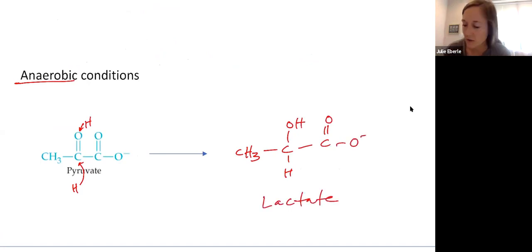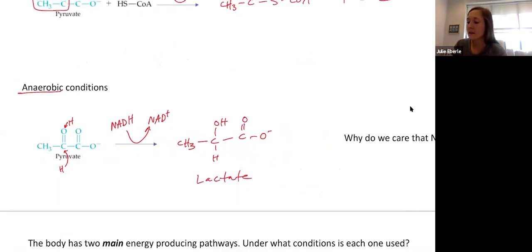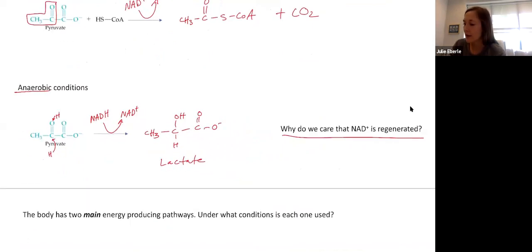And guess where those hydrogens come from? It's the opposite of the oxidation above. We take NADH and we remake NAD+. Now, why do we care that NAD+ is regenerated in this step? This is the key important thing here.